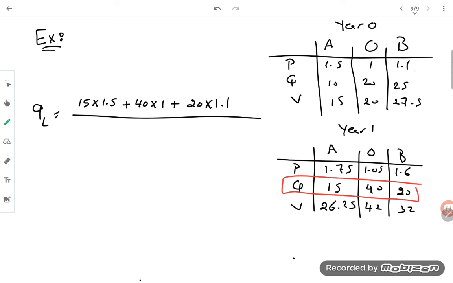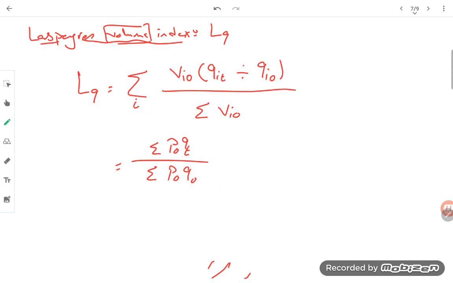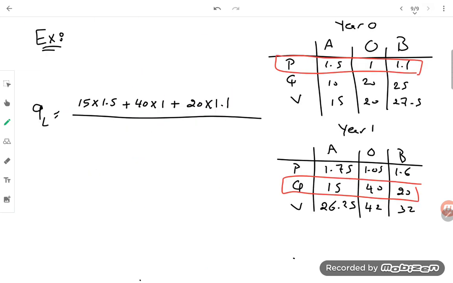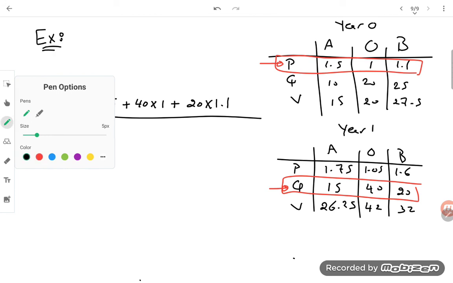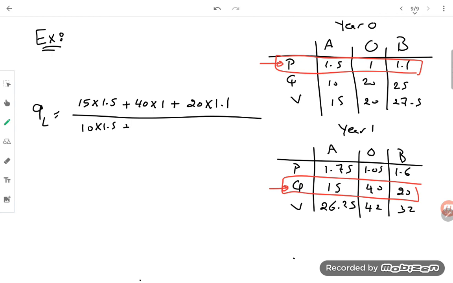Quantities of year 1 multiplied by prices of year 0. As we said, P_0 multiplied by Q_t, divided by P_0 multiplied by Q_0. So it will be 10 multiplied by 1.5 plus 20 multiplied by 1 plus 25 multiplied by 1.1. This is multiplied by 100 in order to get a percentage. So it will be 135.2. So if you are going to compare year 1 with year 0, QL for year 0 will be 100, and for year 1 it's 135.2. This means that there is an increase in production of 35.2%.